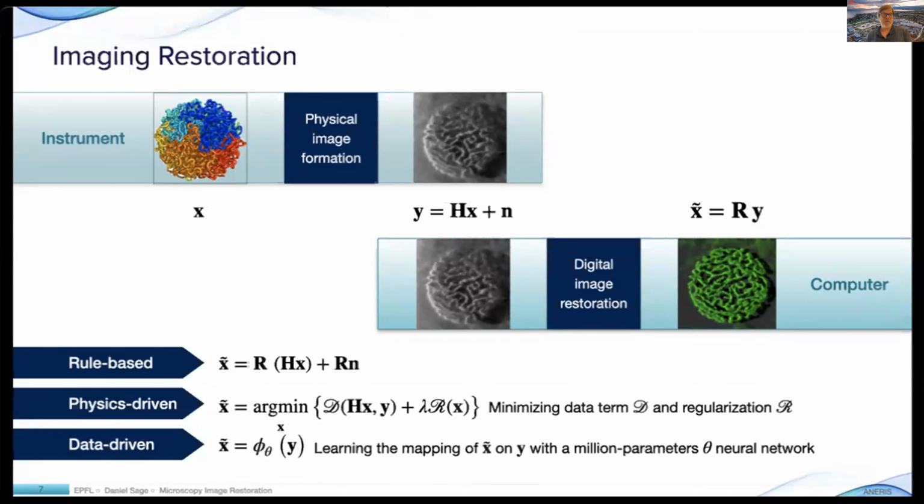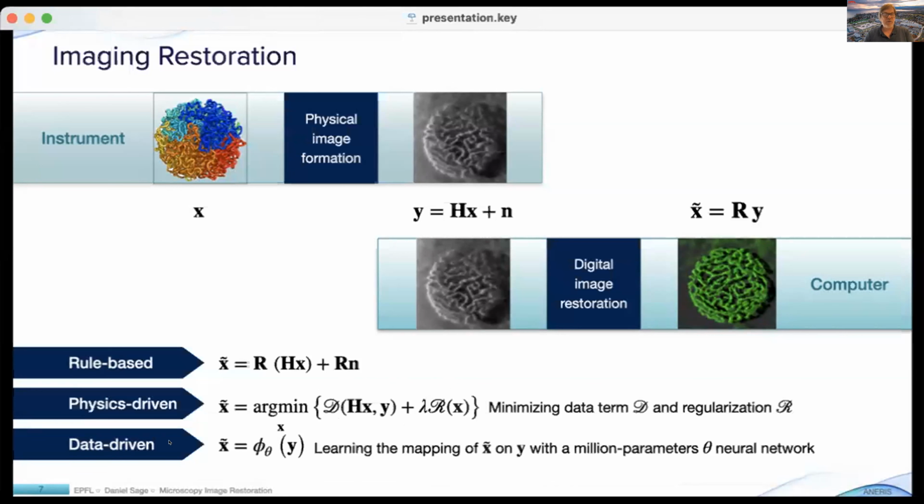So people have tried to develop other approaches. The first one is the physics-driven method. In that case, we try to minimize a cost function. Usually we have two terms: the data term that we try to minimize, and on top we add a regularization. In the regularization, you can add some prior on the solution that you have, and you can balance the two terms with a hyperparameter lambda. So that's the physics-driven method.